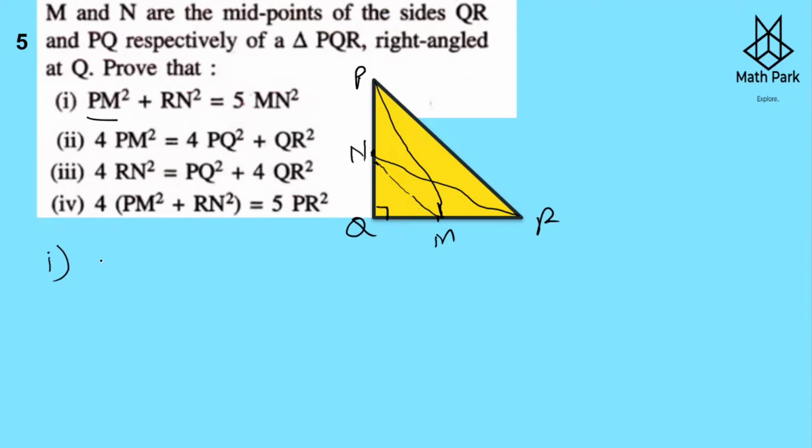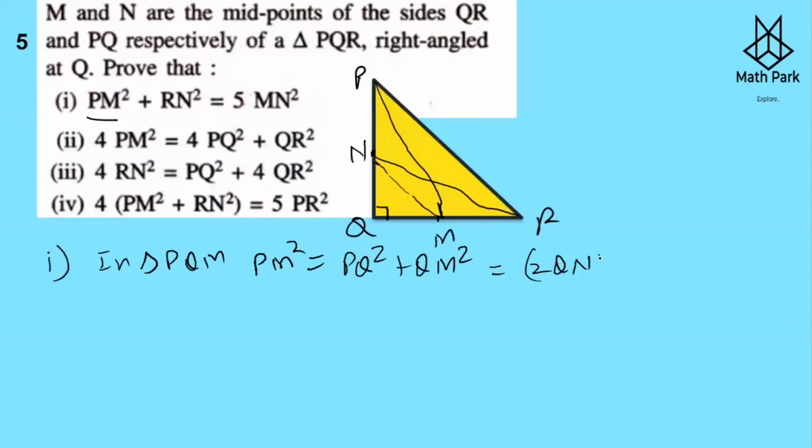In the triangle PQM, we have PM square is equal to PQ square plus QM square. But PQ can be written as twice QN. So we can write it as twice QN the whole square plus QM square. Now twice QN the whole square is 4QN square, plus QM square. We simplified this part.